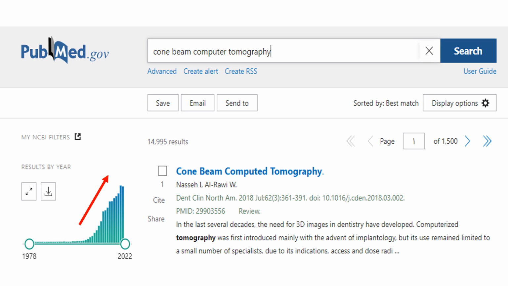Before I start any lecture, I go to the literature and see, is this topic very important or not? So I just punched in cone beam computer tomography, and you can see the graph of the number of researches being done regarding CBCT. So it's really a very important topic, the hotspot in endodontics.